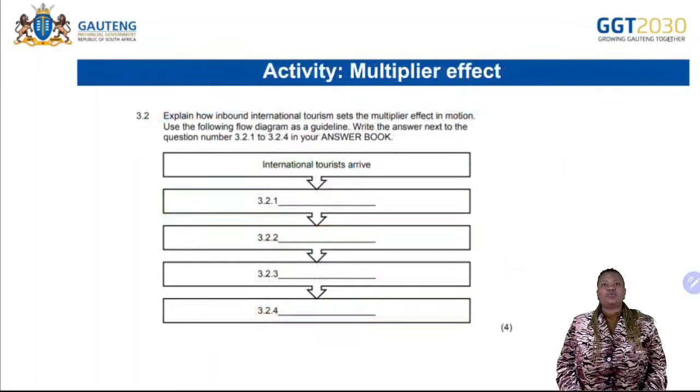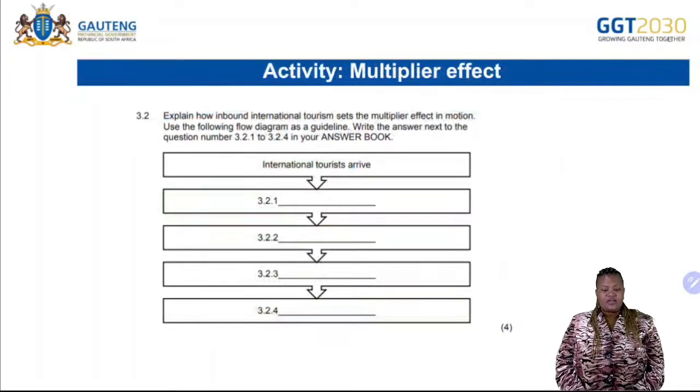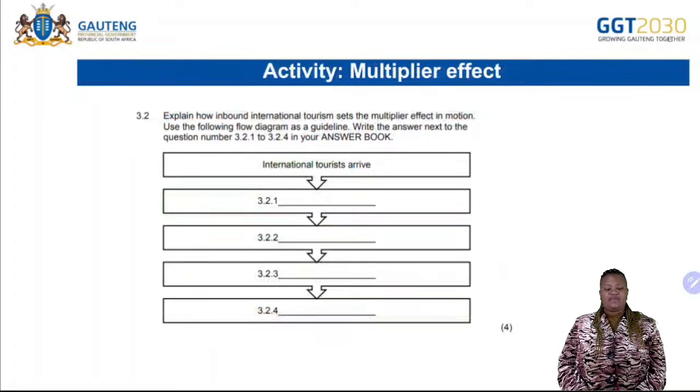So all in all, what you need to know is that the multiplier effect is the money that is spent by tourists, and how it benefits different people, different sectors, different businesses, directly and indirectly. Now, if you look here on the screen, we've got an activity on the multiplier effect.